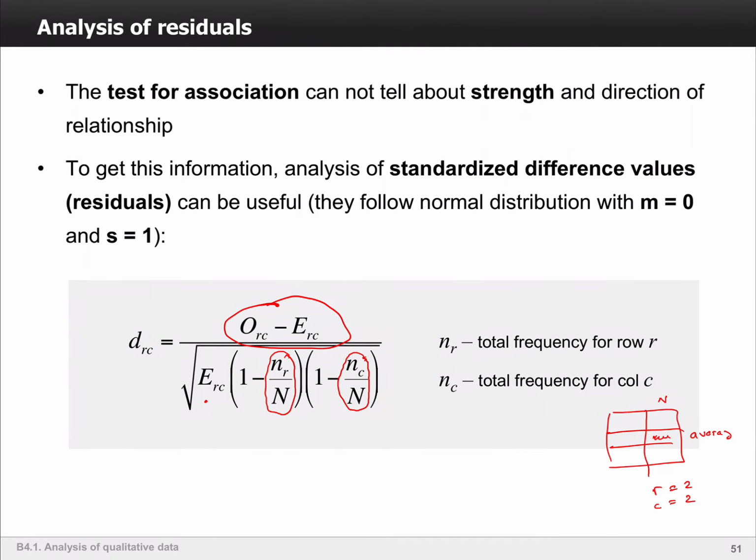The idea is the following. These values are distributed as a standardized normal distribution, which means that the average is 0 and the standard deviation is 1. So every time you have a value above 2, strictly speaking above 1.96, but we can think about 2, it means that this particular difference can be significant. It's very unlikely to get a difference as big as this one, or even larger, if indeed there is no association. Let me show you a couple of examples.